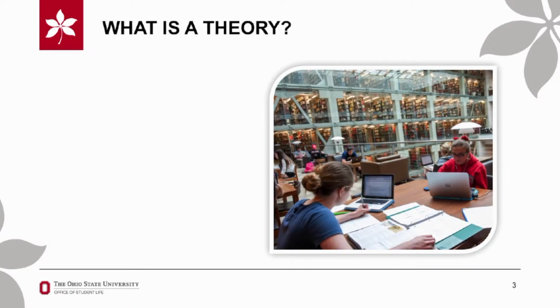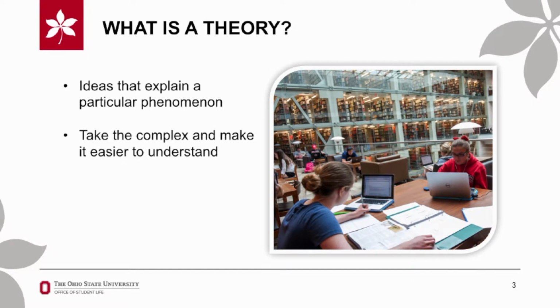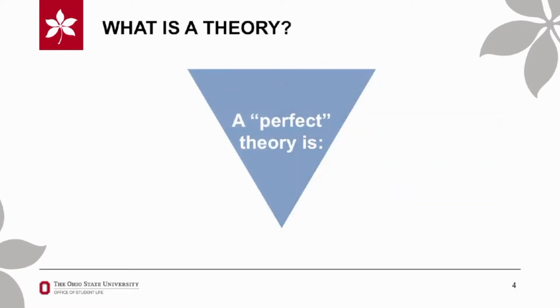Let's begin by asking, what is a theory? A theory can be described as a system of ideas that explain a particular phenomenon. In short, theories help us simplify the complex world around us and put it into words, images, or models that are easier to understand. In a perfect world, a theory would be three things: simple, accurate, and generalizable, meaning that it's easy to understand based on evidence and applies across different contexts.